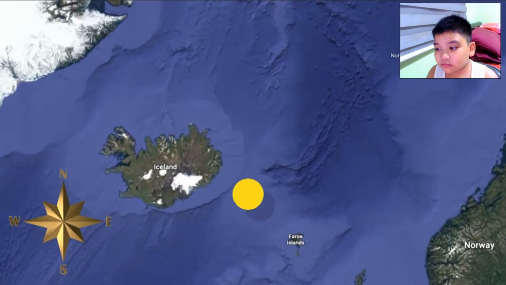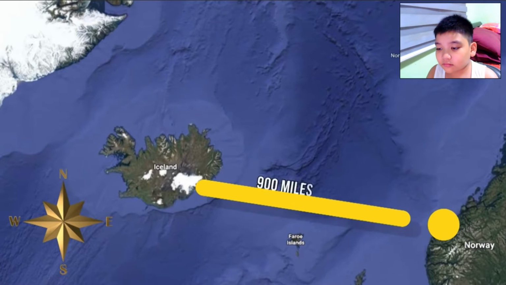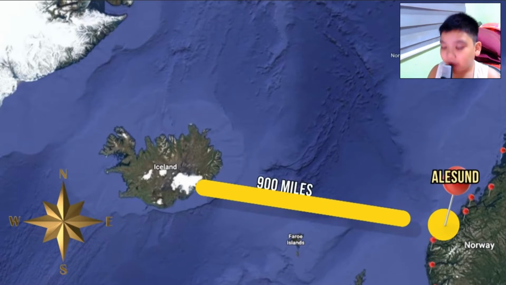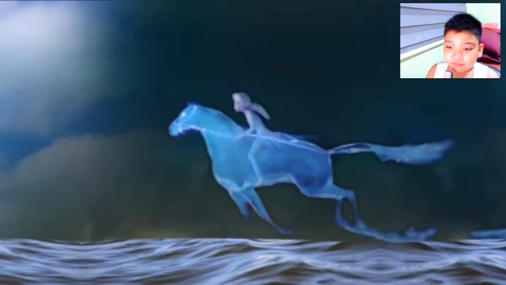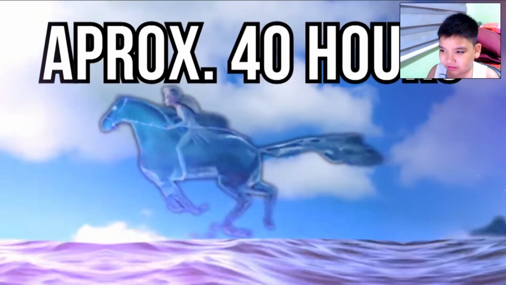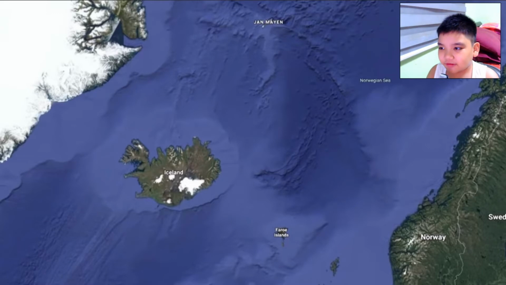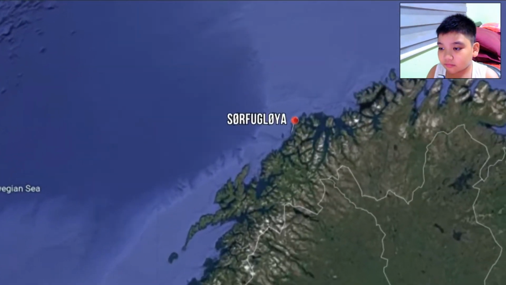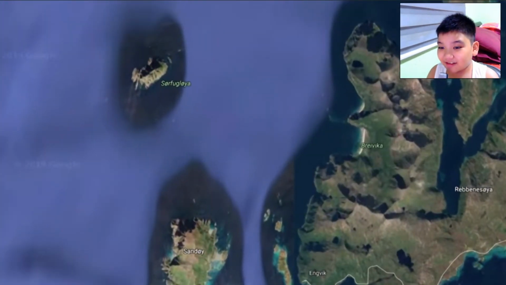Honestly, the closest coast of Iceland is about 900 miles from Ålesund, or any part of the Norwegian coast, which would take a horse, even a magic water horse, like 40 hours of straight running at top speed with no rest. To make our movie travel more realistic, I chose the small island of, can't pronounce those letters, just off the north coast of Norway.